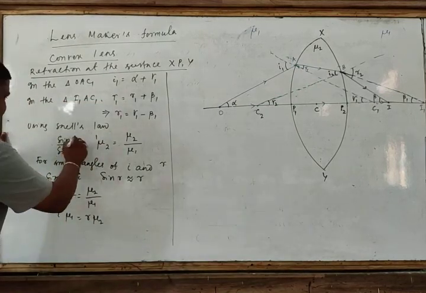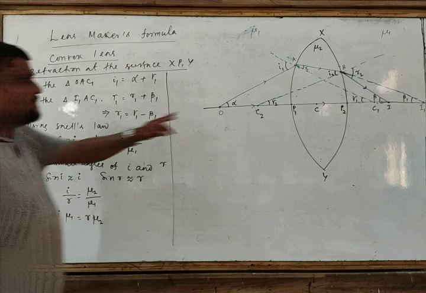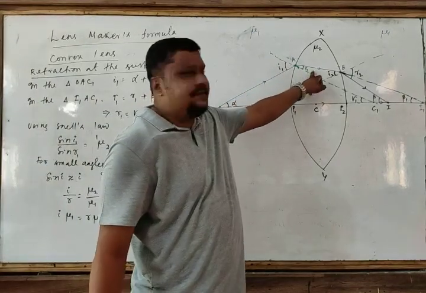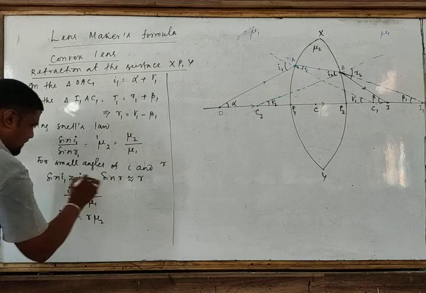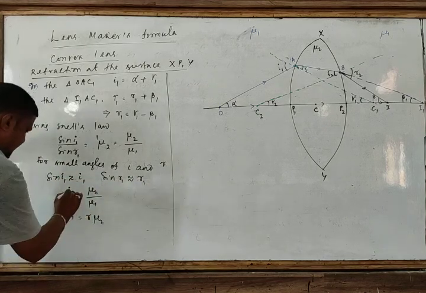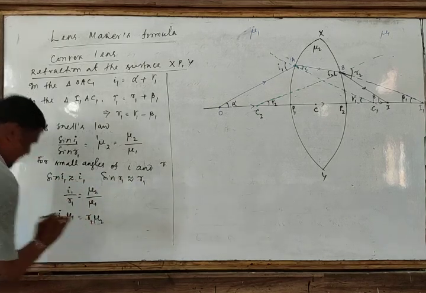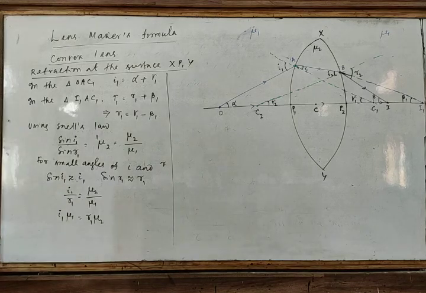This is sin i, this is i1, r1. For this surface, the angle of incidence is i1 and the angle of refraction is r1. So sin i1 is equal to i1, sin r1 is equal to r1. Clear? I made this for instance.